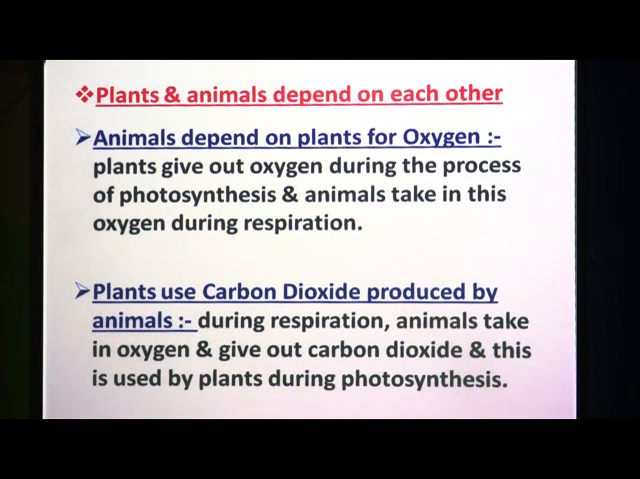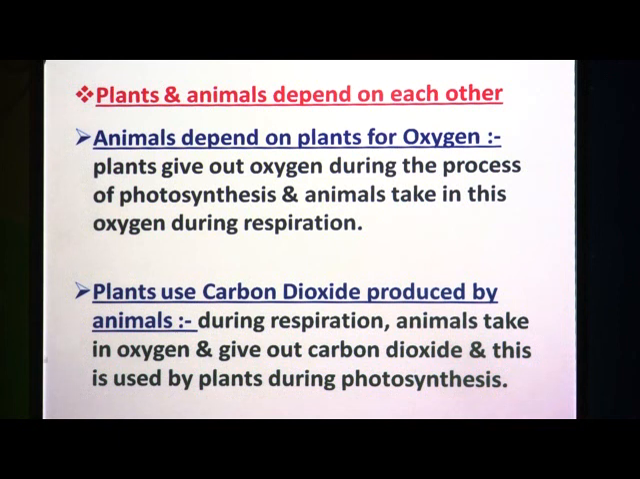Plants make food in the presence of sunlight. When plants make food using sunlight, carbon dioxide and water, they give out oxygen during this process. And animals like human beings, birds, and other animals take in this oxygen during respiration. Plants also take in a small amount of oxygen during respiration, but almost all the oxygen we get is from plants. That means animals depend on plants for oxygen.